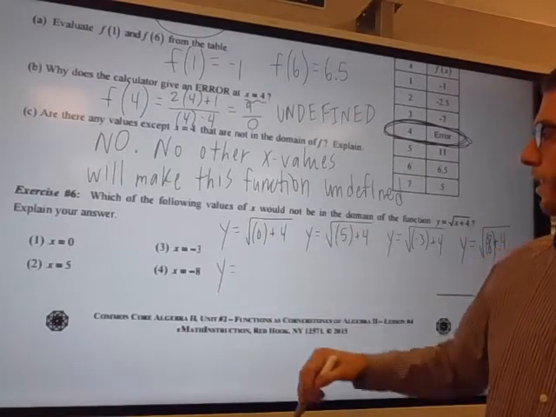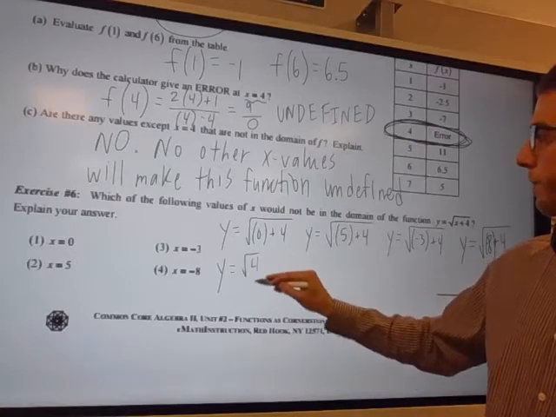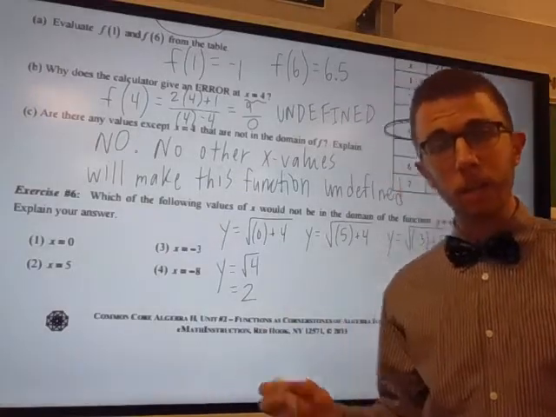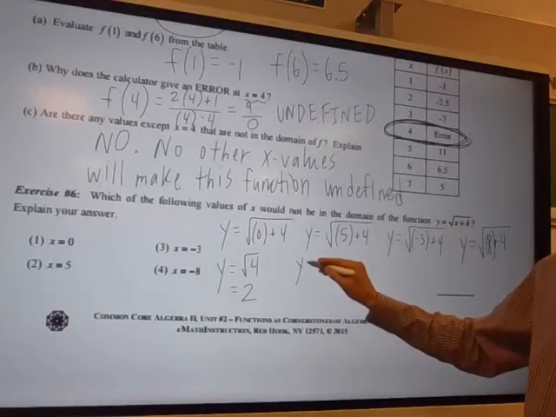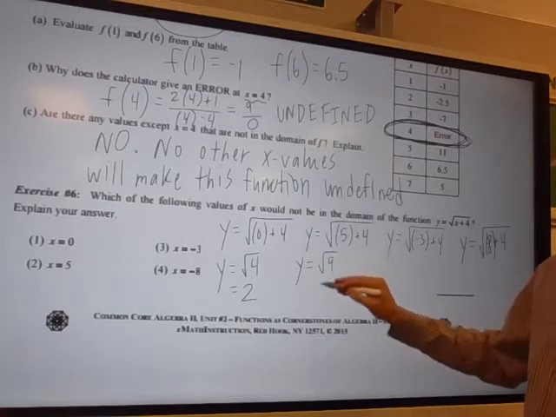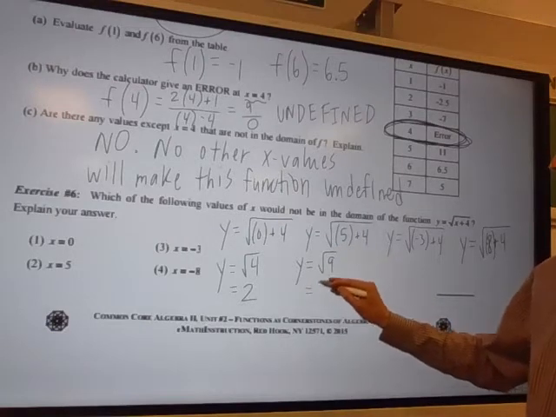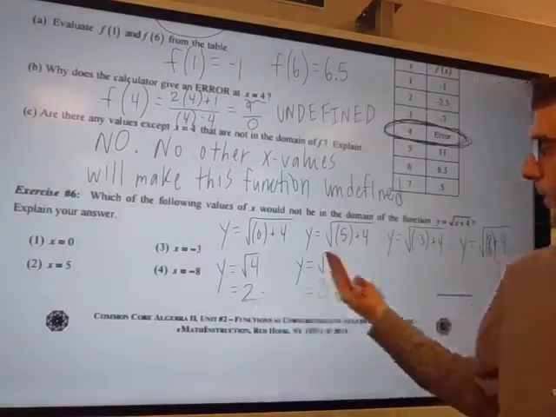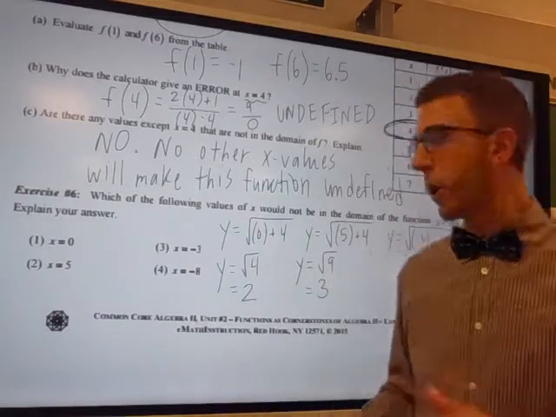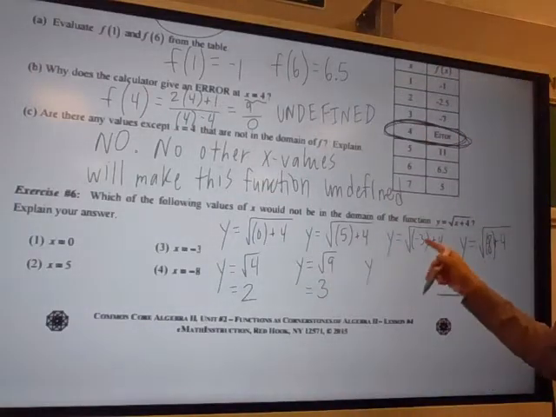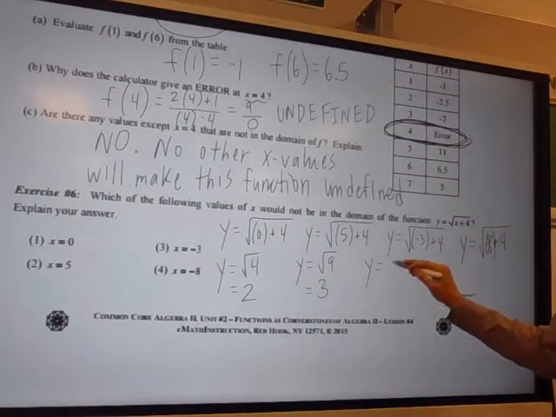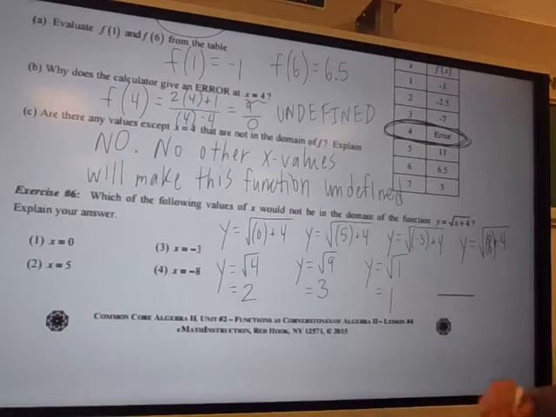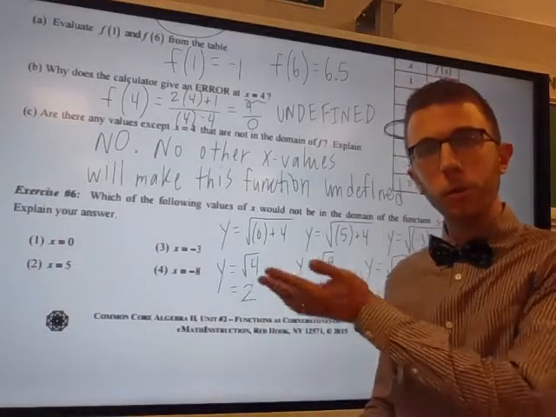So this first one for x equals 0 gives us the square root of 4, which equals 2. That seems okay, right? This next one, when x equals 5, gives us y equals the square root of 9, which equals 3. Okay, so far so good there. We have a 2, we have a 3, nothing fishy going on. Next one, when x equals negative 3, gives me y equals the square root of 1, which is just 1. Okay, so far so good.